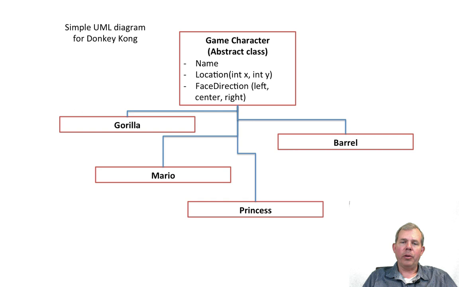If you look at all of these characters, they all share something in common. They have a name, they have a location on the screen. It looks like they have a direction, whether they're facing center, left, or right. There might be other things that we could define as common to all of them, but the main idea here is that they all share some common characteristics, and that would make them an ideal candidate to be a child of an abstract class. So the real question in this video is, how do you take a difference between an abstract class and an interface?